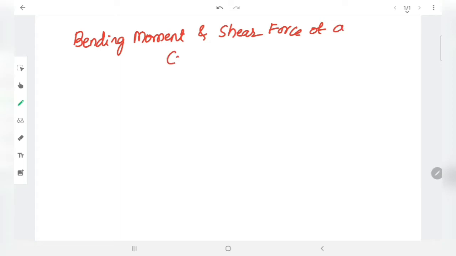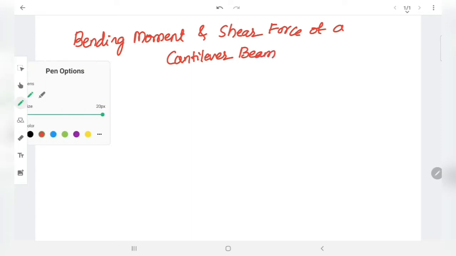Hi all. Today we'll be discussing bending moment and shear force. Shear force of a cantilever beam subjected to point loads. Okay, here this will be the example.